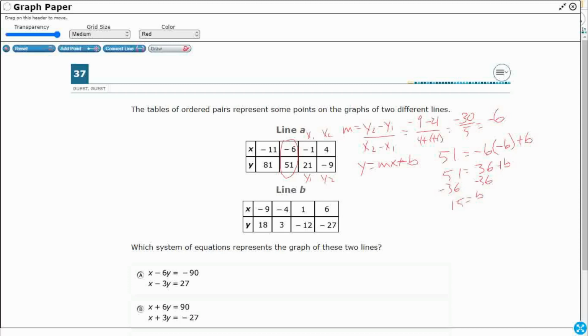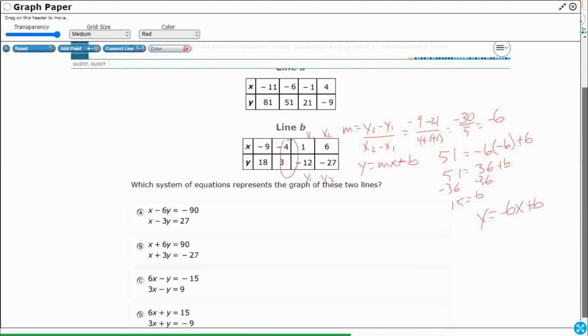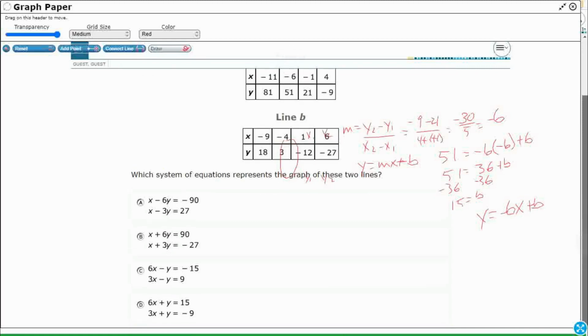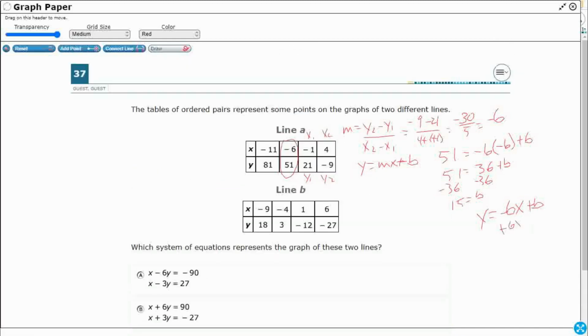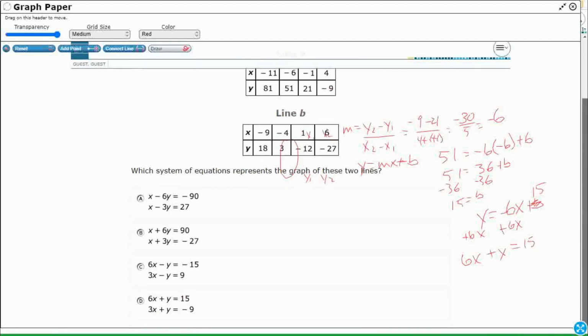All right, so if I wanted to write this particular line A right here, I could say y equals -6x plus b, but if I want to do that in my standard form, I need my x and y on the same side. Let me just add 6x to both sides. That's going to be 6x plus y, and that b I already know is 15, equals 15. So 6x plus y equals 15. All right, I see that on D.